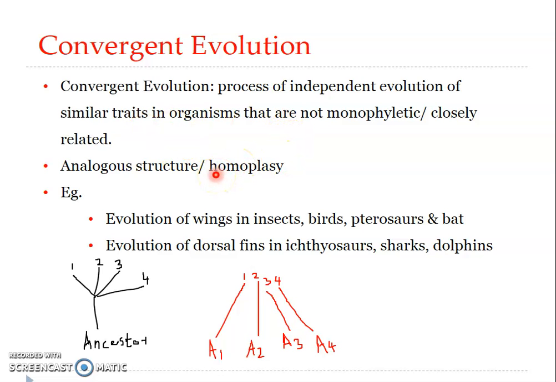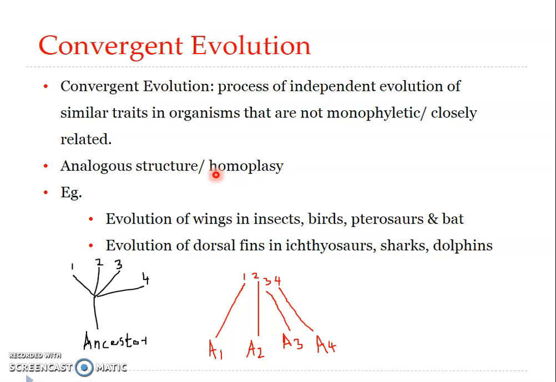In adaptive radiation, we can see that it results in the formation of homologous structures, because when we look at them morphologically, externally they are not similar, but internally or origin-wise they may be similar. Such structures are known as homologous structures. Adaptive radiation results in the formation of homologous structures, while convergent evolution results in analogous structures.